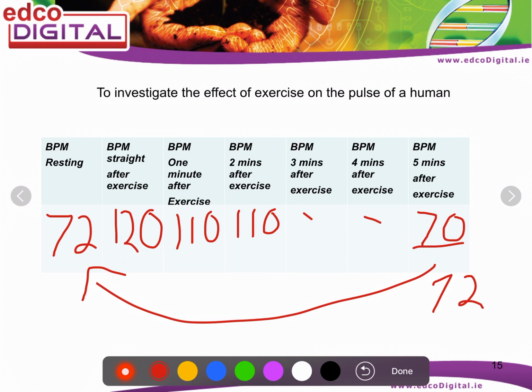The reason why it goes below, like it did in this person, is because the body senses that enough blood has gone around the body to deliver oxygen, which is carried in the red blood cells, to the muscles that had been working. So then the brain says, okay, hold on, we've picked up enough oxygen, so let's slow down the beat. And that's why sometimes you can get down to 70.